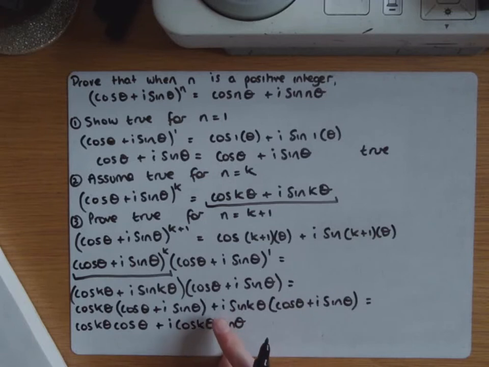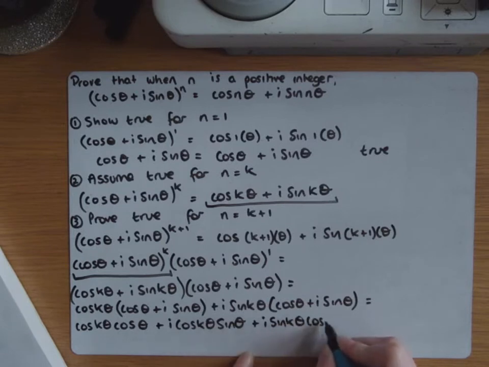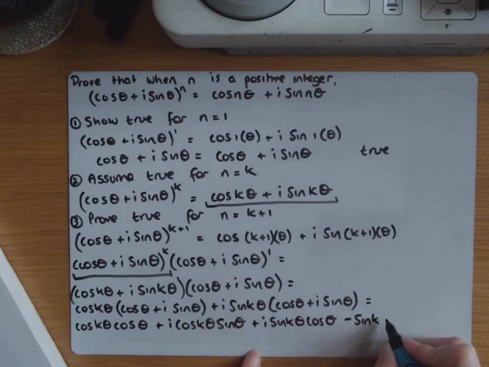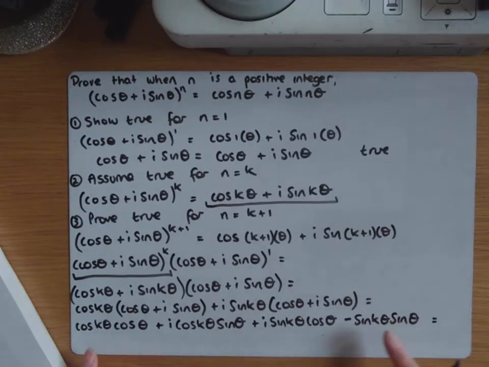Here you have I times sine k theta cos theta. And here I sine k theta by I sine theta. I by I is I squared. What's I squared? Minus 1, isn't it? Yeah, lovely. So I by I is minus sine k theta by sine theta. So this is what I have.